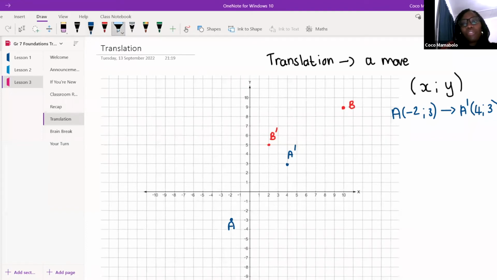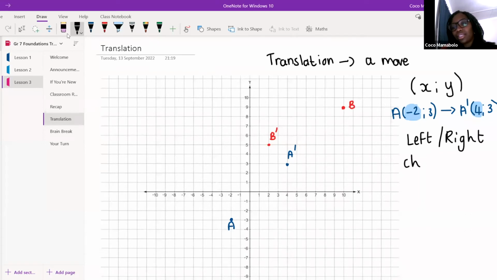Okay. In order for me to get from the number -2 for my X value to a 4 for my X value, I had to do something. So what we're going to do is we're going to count how many steps it takes us to get from A using our left and right turn. I want you to write this down. If we move left or right, that changes X. Left or right changes our X values.